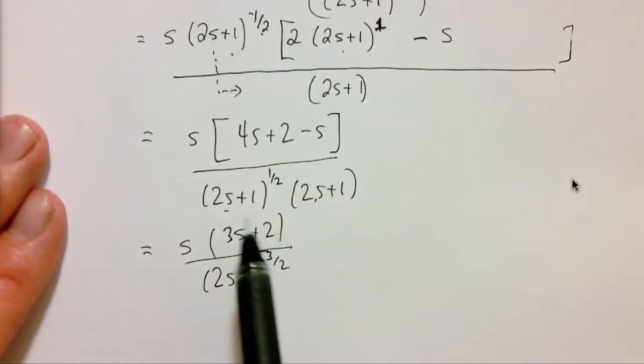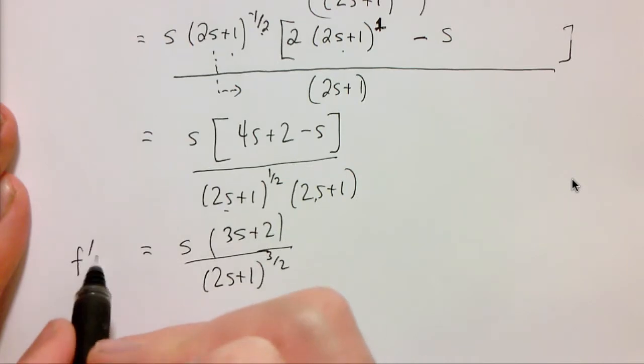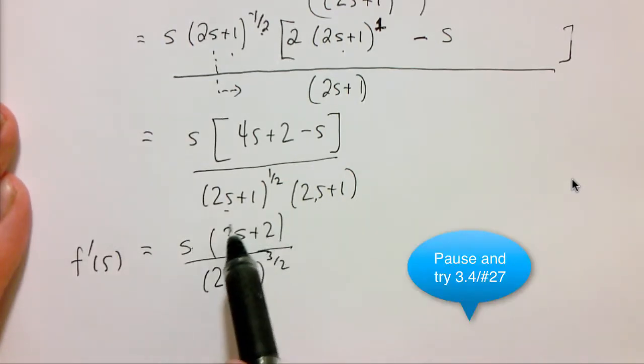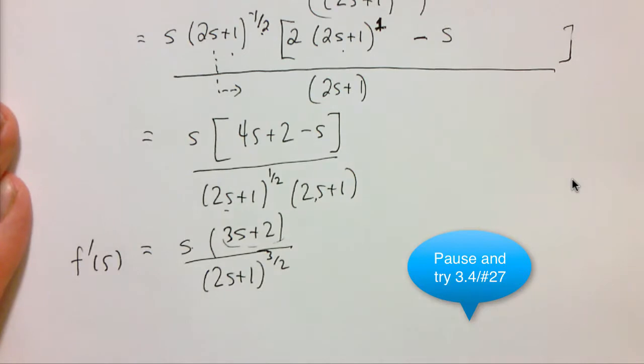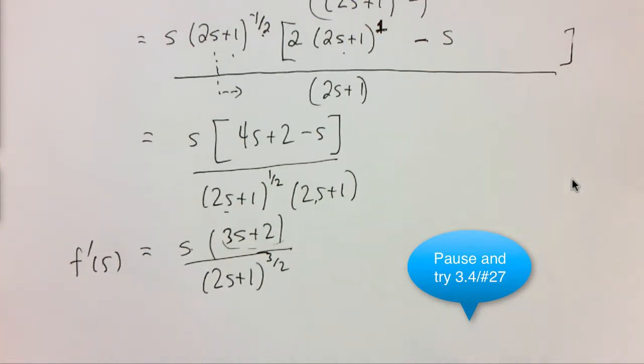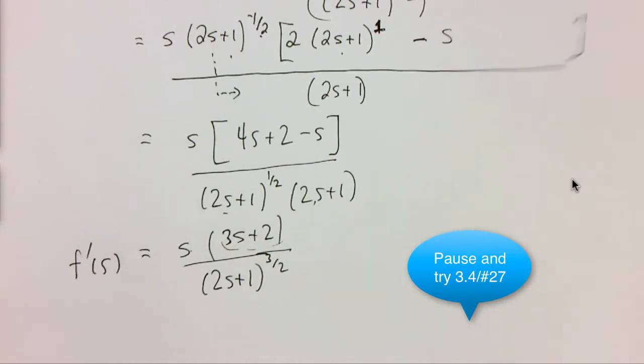Now that we have it in this fully simplified form, it's easy to see, or easier at least, to see where the derivative is equal to 0. That's going to occur if s is 0, or if this term is 0, at minus 2/3, and where the derivative is undefined, of course, at s equals minus 1/2. Practice that simplification. You're going to need it. Factor out the smaller of the two powers.